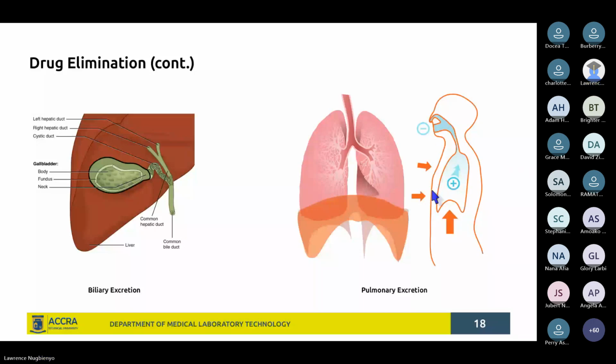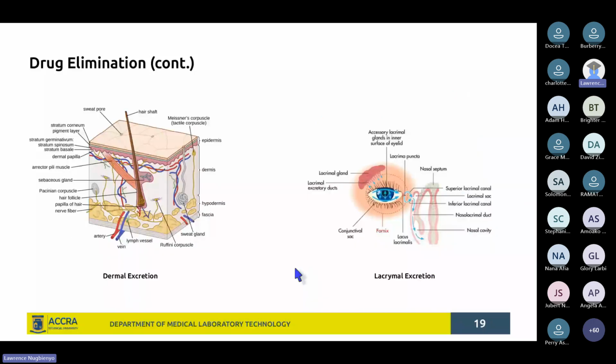Or if it's a gaseous metabolite or gaseous drug which gets into the lungs, it gets exhaled. So that's by expiration. By expiration, the drug is excreted out of the body. That is pulmonary excretion. You can also have the drug getting excreted through the skin. That is with sweat, which is dermal excretion. The sweat glands secrete sweat, and inside the sweat you can have some of these substances also coming out onto the skin in that process of dermal excretion.